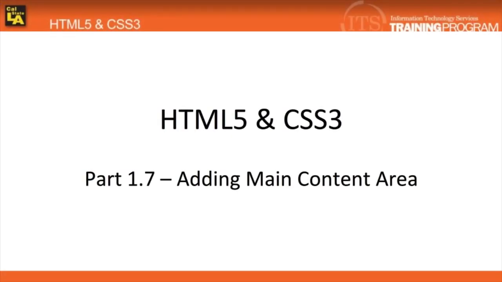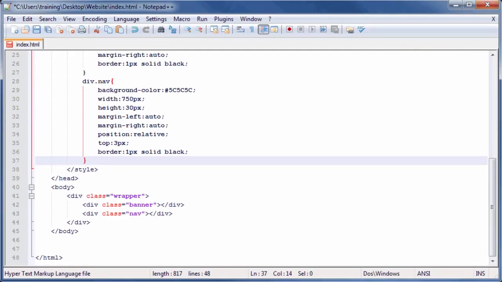In this video, we will place a div element below the navigation bar to serve as a container for the main content of the web page. To add a main content area, place the cursor at the end of the line that has the div tag with the class nav applied to it, and press the Enter key to create a new line.